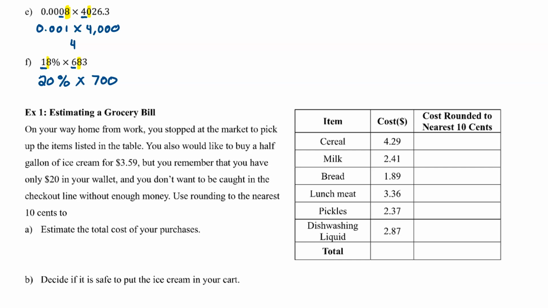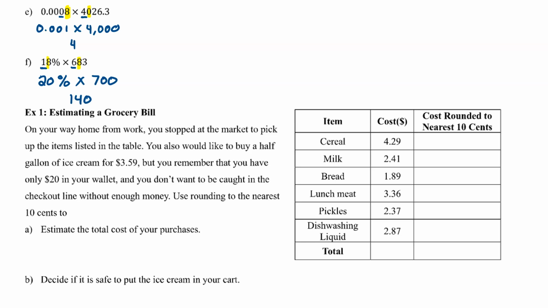So with this one, when we're thinking about those mental math skills, we could think of if we started with 10%. Well, what is 10% of 700? That would be 70. So if we think about 20%, we're just doubling that. So 20% times 700 is going to be 140. Okay, so that's just a little bit of review with our rounding skills.